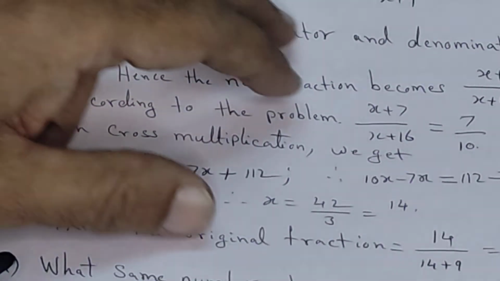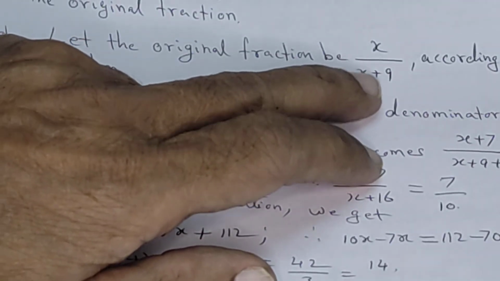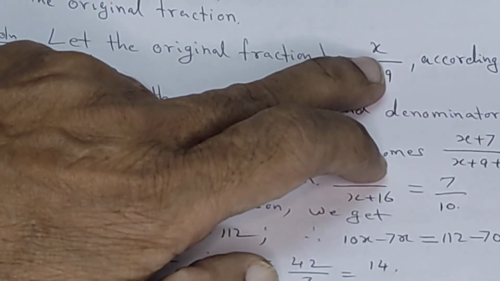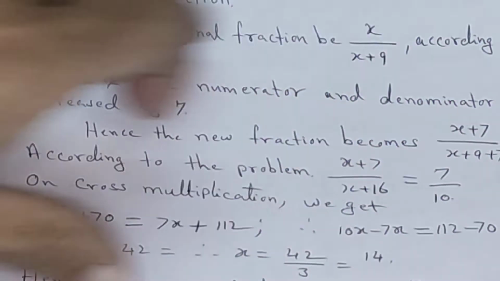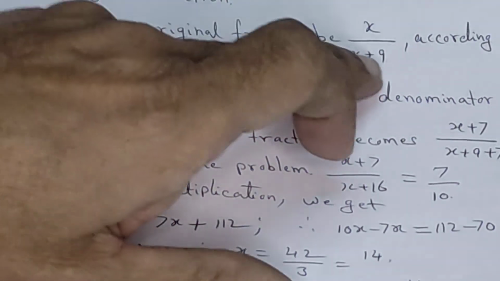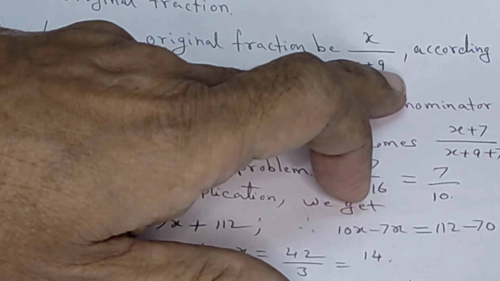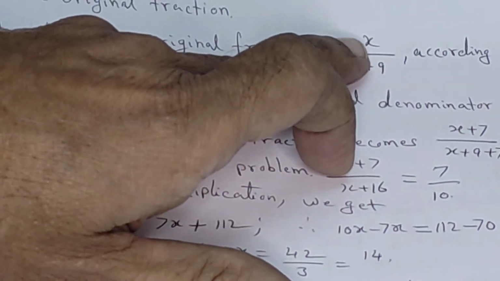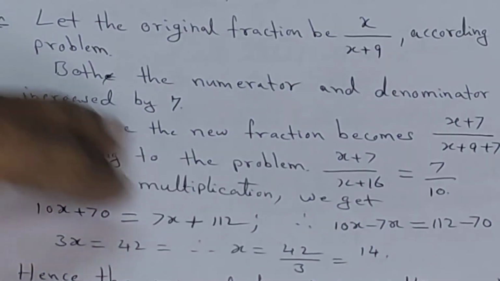So let the original fraction be x by x plus 9. I am assuming the numerator to be x. And he says the denominator is 9 more than its numerator. So if the numerator is x, the denominator would be x plus 9. Okay. Numerator I assumed. Now according to the problem.